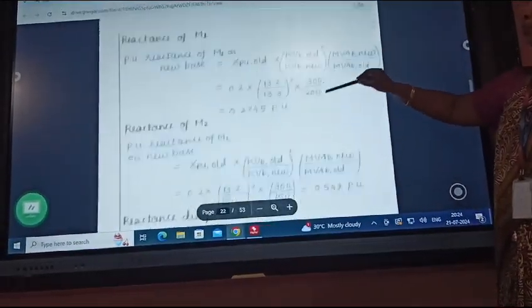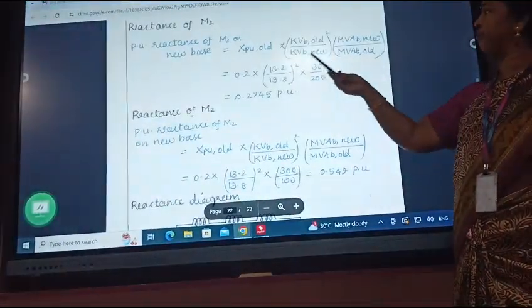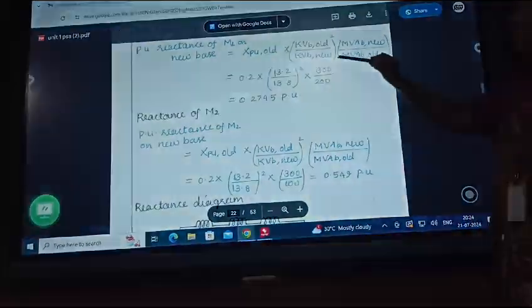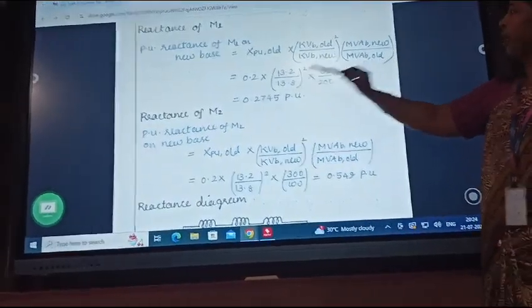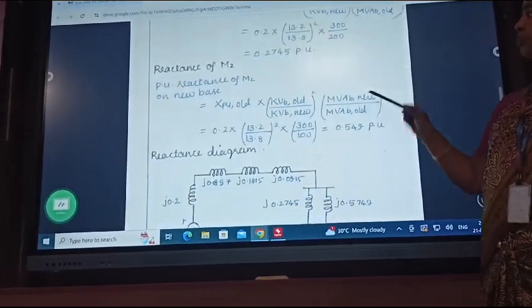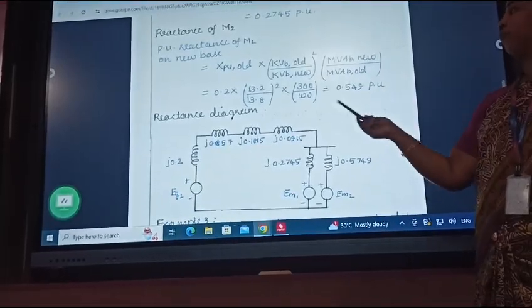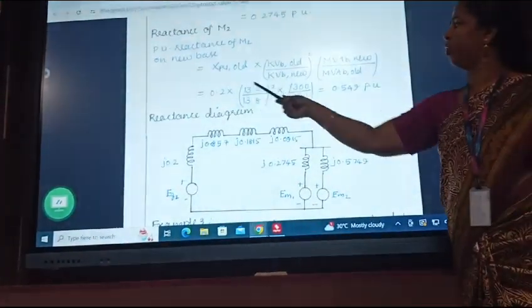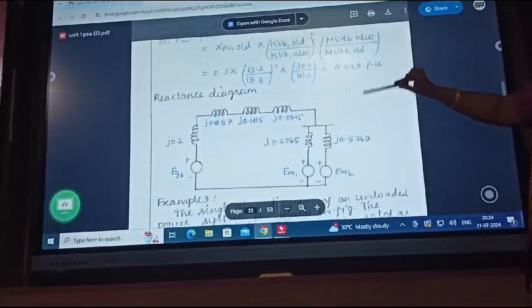And for motor 1 and motor 2, you should find the XPU new with the help of the same change of base formula. The old values are the ratings of the motor, and the new values are what we already found on the LT side of transformer T2: kVB new is 13.8, MVA new is always 300. Substitute here and you will find 0.2745, that is your motor 1 rating. For motor 2, follow the same procedure: kVB new is 13.8, MVA new is 300, and the old ratings are from the motor. If you substitute, you will get 0.549. This is your motor 2.